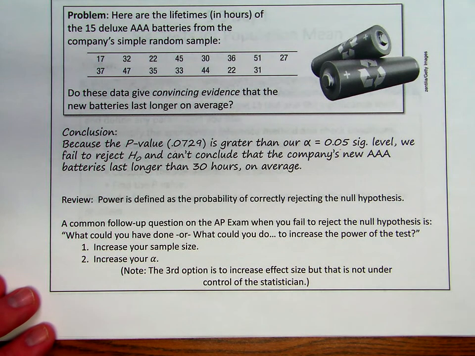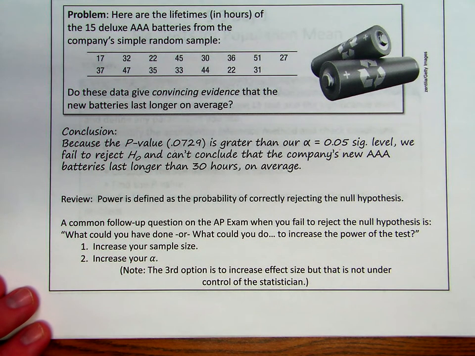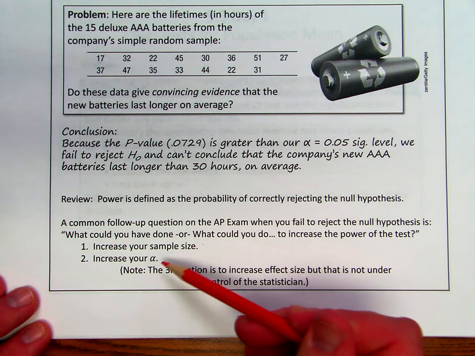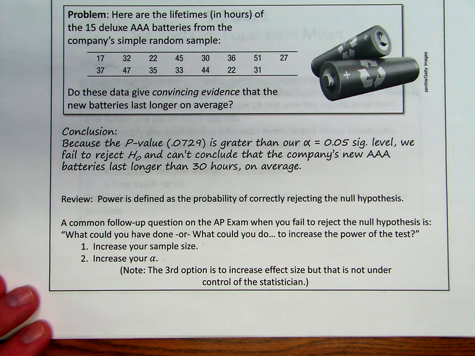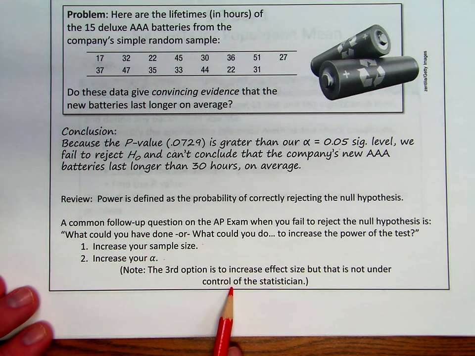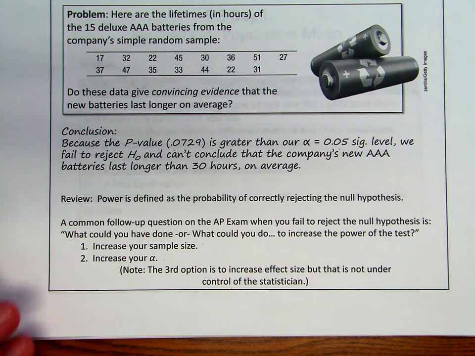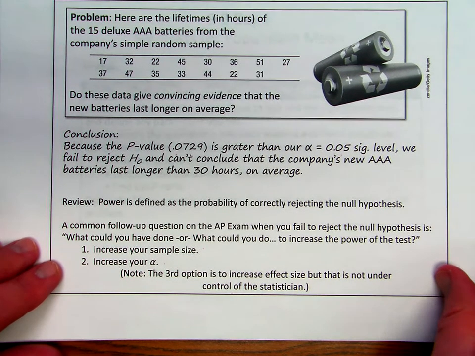The two things that they expect you to address are increasing sample size or increasing your alpha level. Both of those were discussed in detail in a previous lesson. There is the third option to increase the effect size, and as we already mentioned, that tends to be out of the control of the statistician, so it's not something that they expect you to address on the AP in most situations.